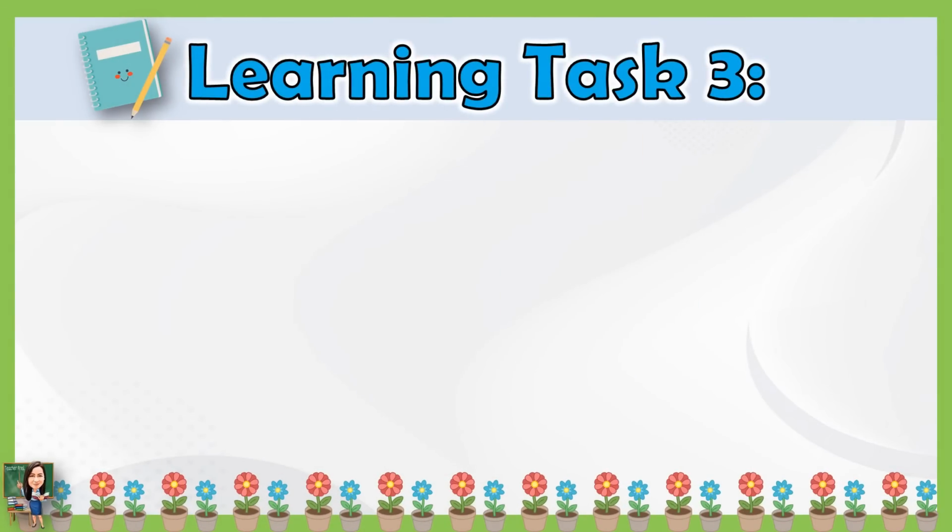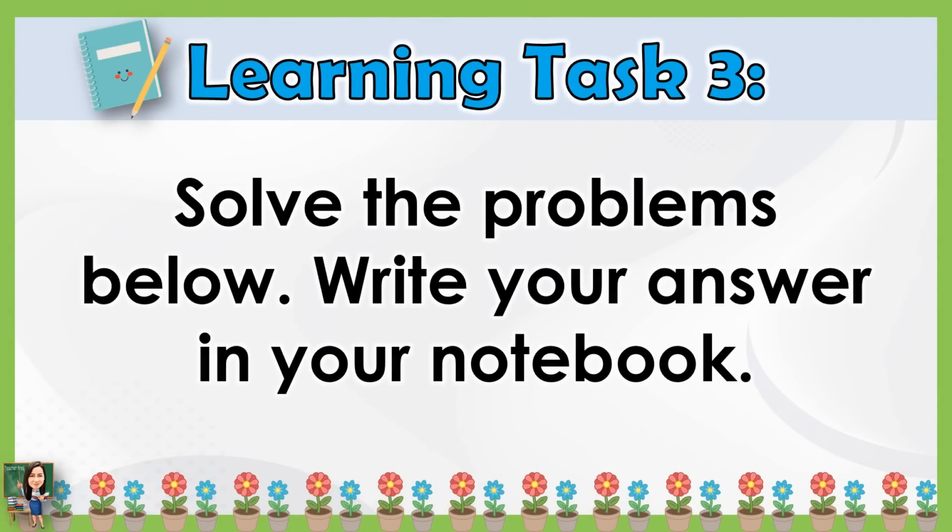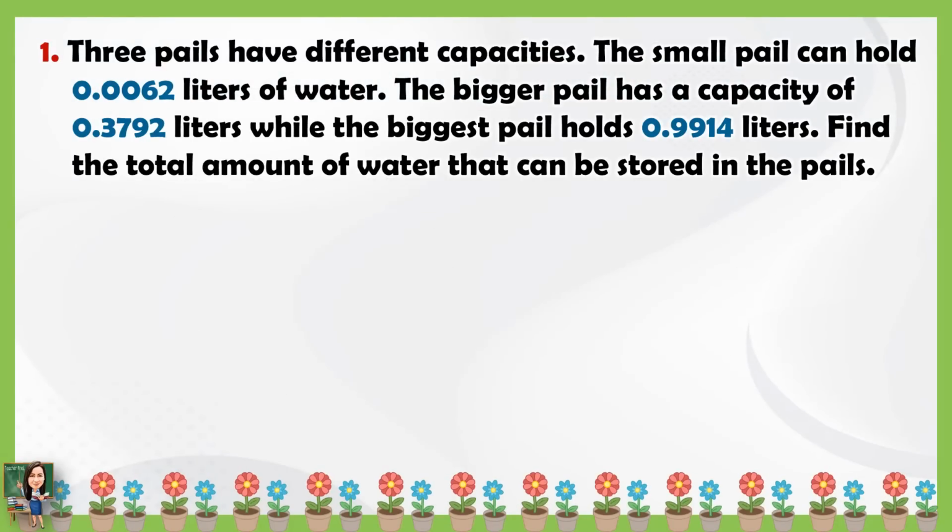For learning test 3, solve the problems below. Write your answer in your notebook. Number 1. 3 pails have different capacities. The small pail can hold 62 10,000ths liters of water. The bigger pail has a capacity of 3,792 10,000ths liters, while the biggest pail holds 9,914 10,000ths liters. Find the total amount of water that can be stored in the pails.